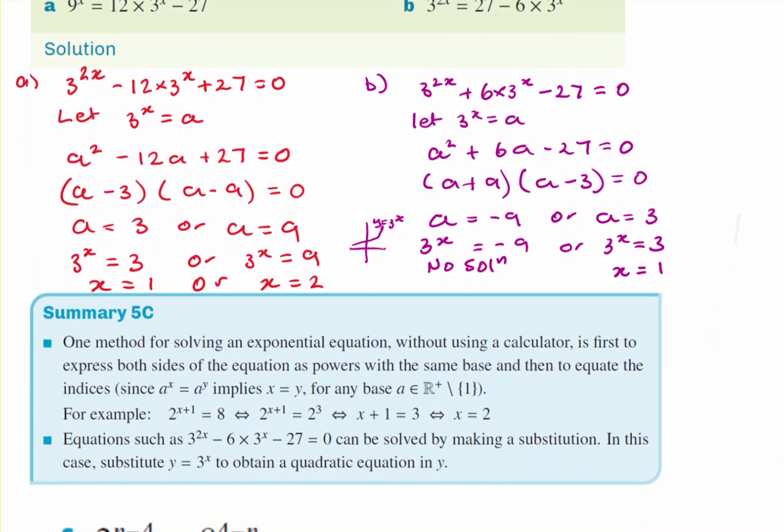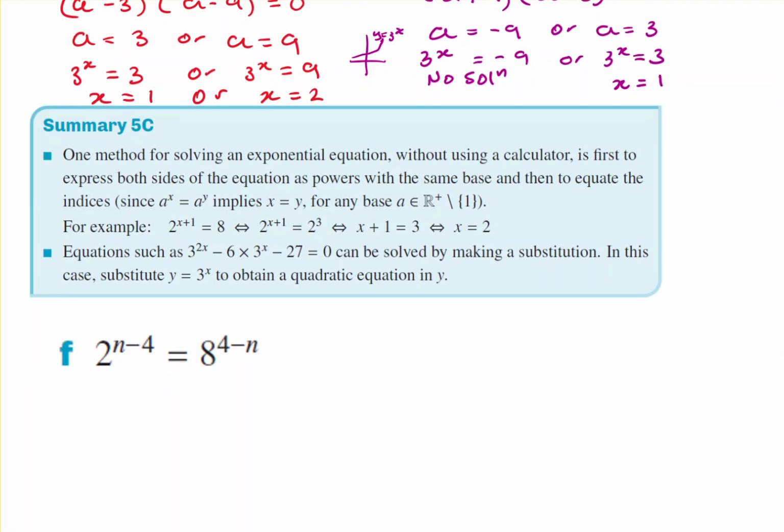Right, our little summary. So one method for solving exponential equations without using a calculator is to find and express both sides of the equation as powers with the same base. Then equate the indices, as we did before. a to the x equals a to the y, so x equals y.